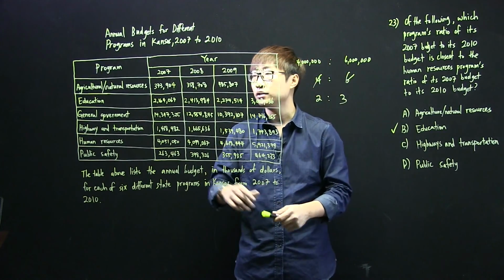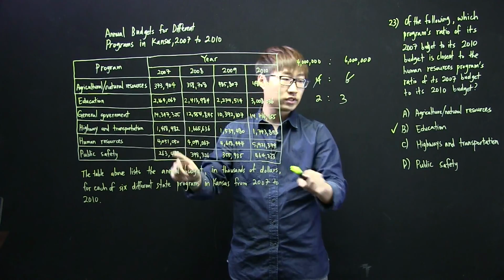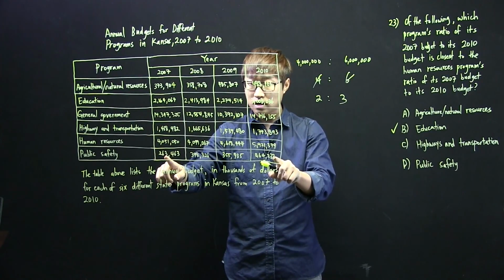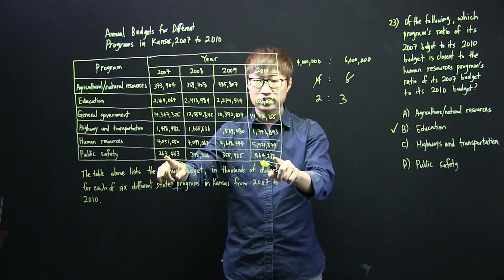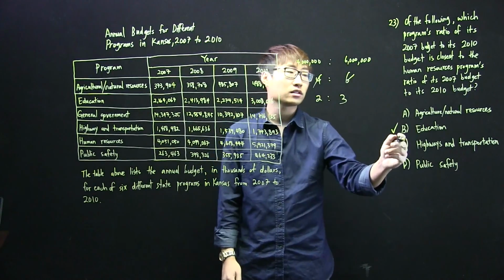Highways and transportation, 2007 to 2010. 1.4 to 1.7, not quite. Public safety, 2007 to 2010. That's like 2.6 to 4.6. That's not as close. Education, close enough. B.